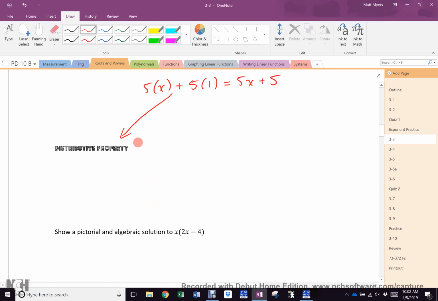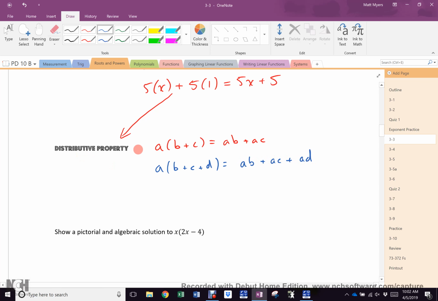The distributive property is very easy. A(B + C) equals A times B plus A times C. Now, you are intelligent young people. What if it was A times (B + C + D)? What would it be? AB plus AC plus AD. Easy peasy lemon squeezy. Yes?